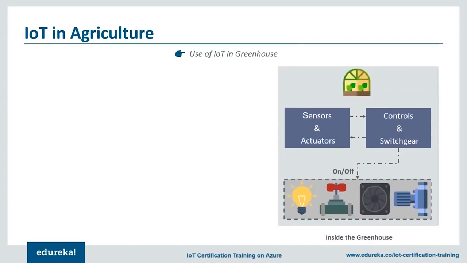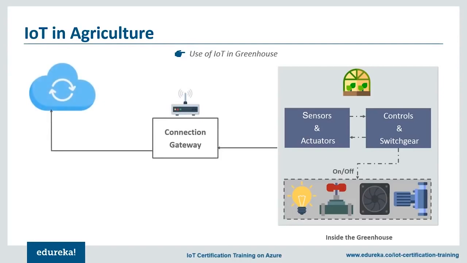So how the system works is that the sensors sense various parameters and areas of issue inside the greenhouse. They then relay the information via a connection gateway to the cloud, which then sends remote commands via the same gateway back to the sensors. So once these signals are acknowledged, they are passed on to the switchgear, which then activates the lighting, pumps, and turbines inside the greenhouse, which then create artificial sunlight and sometimes artificial precipitation inside the greenhouse.